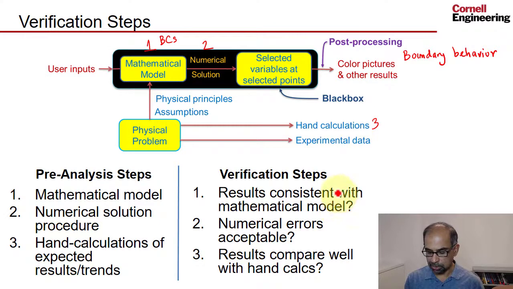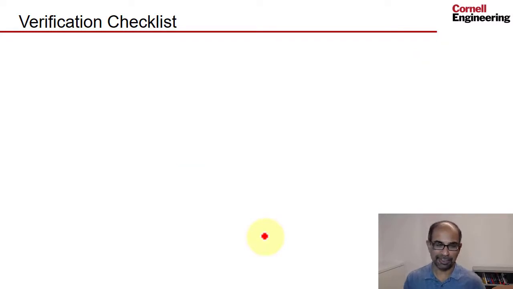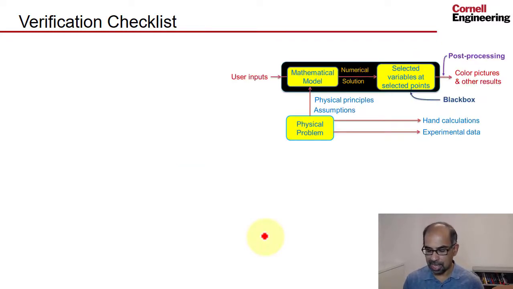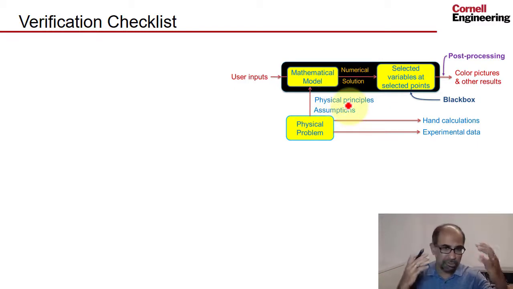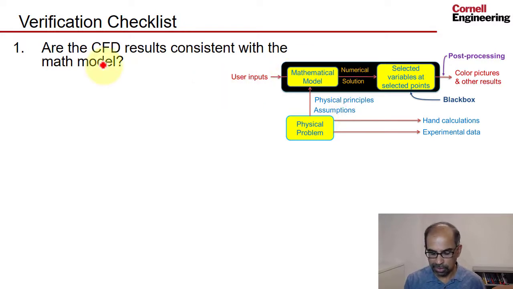So let's list out in more detail what we need to do under 1 and 2, and I'll do that in the next slide. That gives me a nice verification checklist. I'll put the framework to the right, because this is how I'm organizing these ideas, this verification checklist, in my mind. Otherwise it's just like a recipe of checks that you can do. But if you have this kind of organization of what the solver is doing, then this verification checklist makes a lot of sense. So in the first set of checks, are the CFD results consistent with the mathematical model?